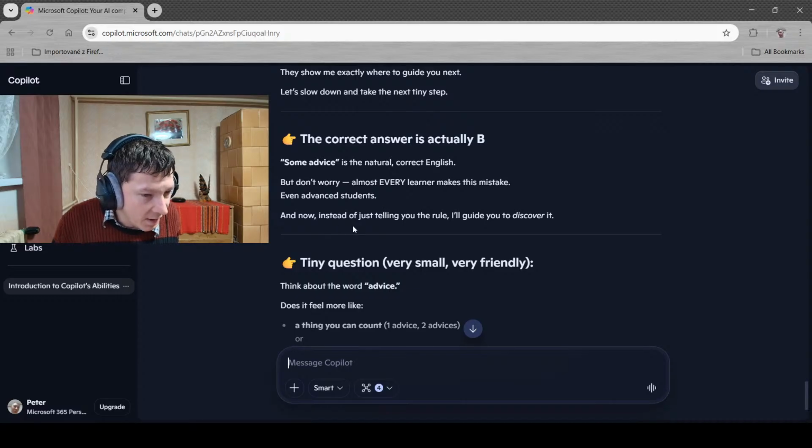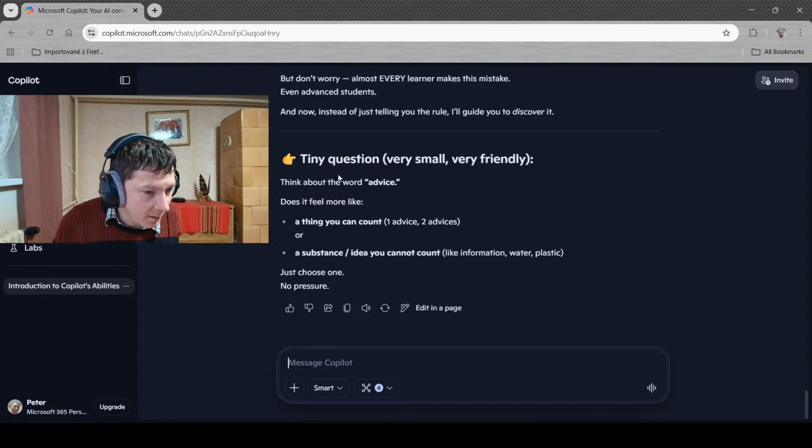And now, instead of just telling you the rule, I'll guide you to discover it. Tiny question, very small, very friendly. Think about the word advice. Does it feel more like something you can count, one advice, two advices, or a substance, an idea you cannot count, like information, water, plastic?